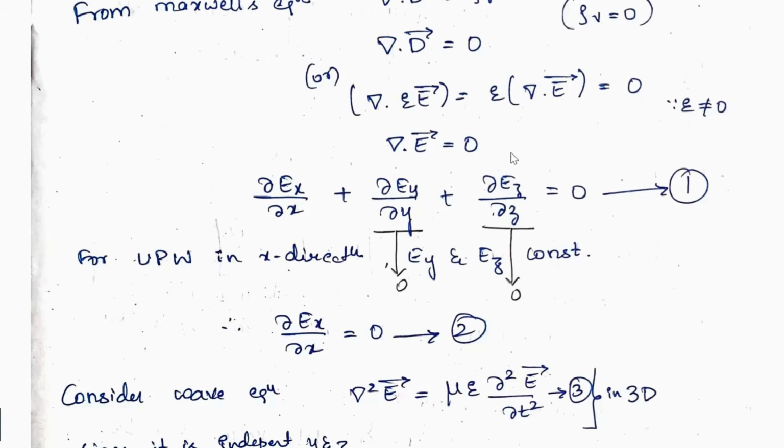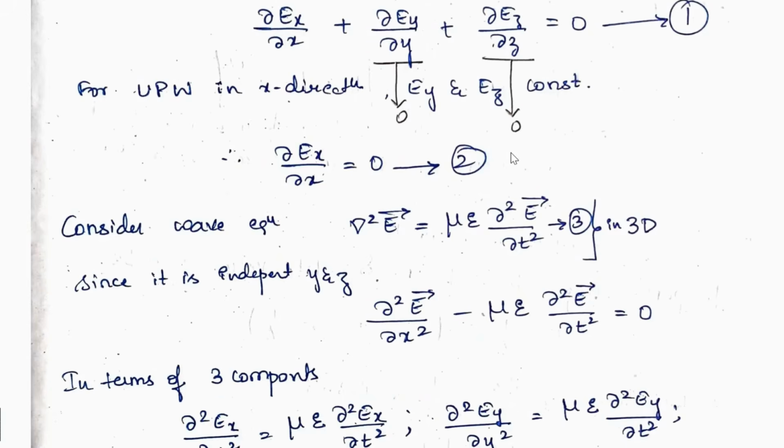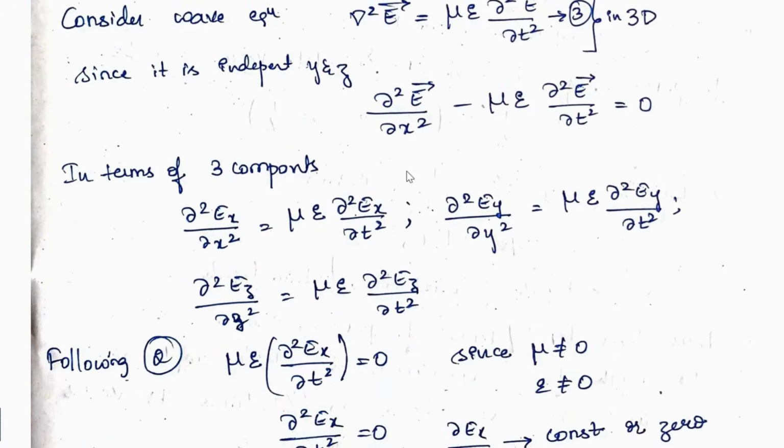Consider the wave equation here. That is del square E vector is equal to mu epsilon naught dou square E vector by dou t square. That is my third equation, which is in 3D. Since it is independent of y and z, we can write it only for the x direction: dou square E by dou x square minus mu epsilon naught into dou square E by dou t square is equal to 0. In a similar way we can write it for the x, y and z components.